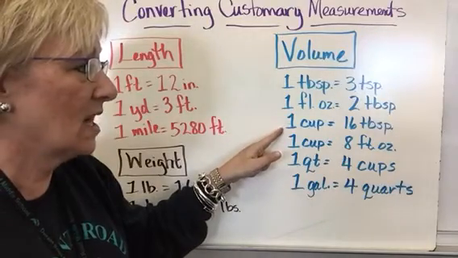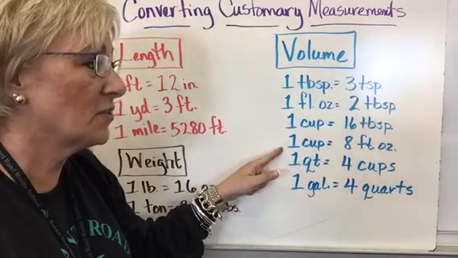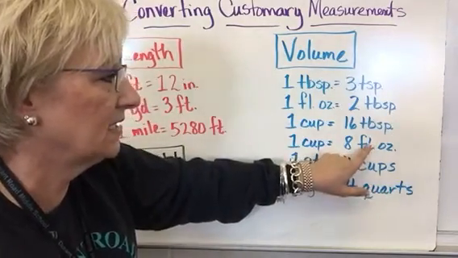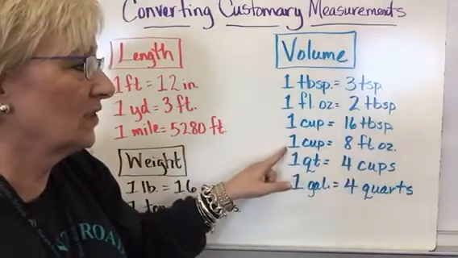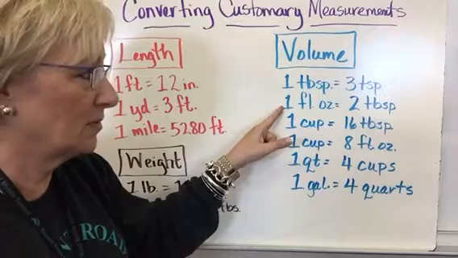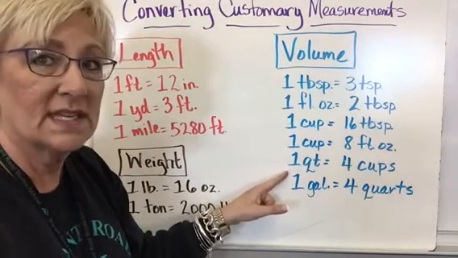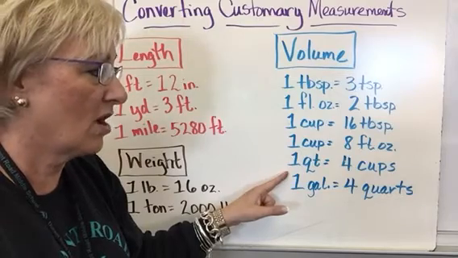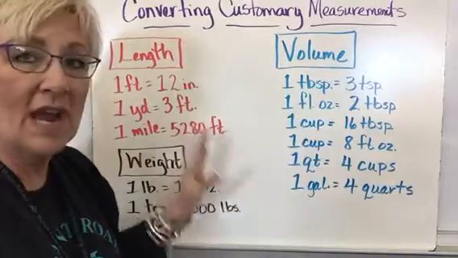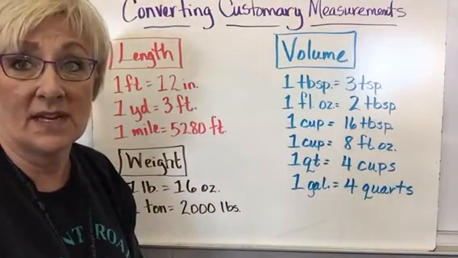Then we've got 1 cup is equal to 16 tablespoons. 1 cup is also equal to 8 fluid ounces. That should be fluid, not FT. All right, so this is fluid ounces, which are the same thing as 1 fluid ounce equals 2 tablespoons. So I've got 1 cup equals 8 fluid ounces, 1 quart is equal to 4 cups, and 1 gallon is equal to 4 quarts. This you're going to have to memorize. Customary units just means what we use here in the United States.